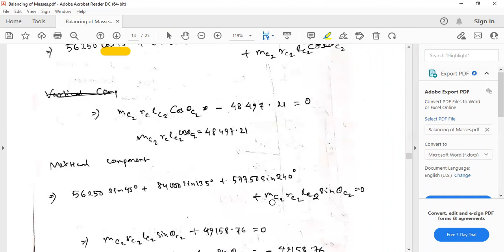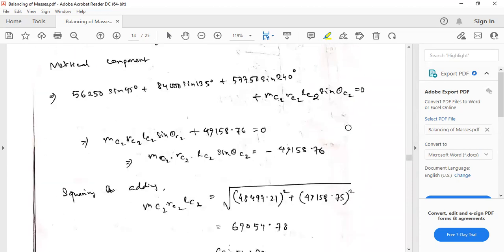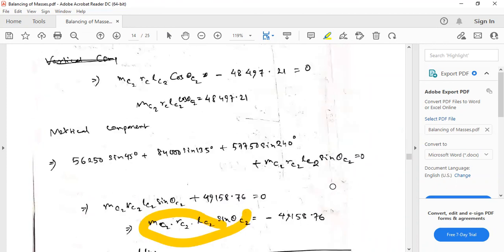And this one, MC2, is unknown. RC2 LC2 we will just write like that, multiplied by sine theta C2. C2 is unknown, so we will have to find this out. Let's keep it aside, and we know the values. We have calculated it as minus 491. This one here also, this is plus 48.